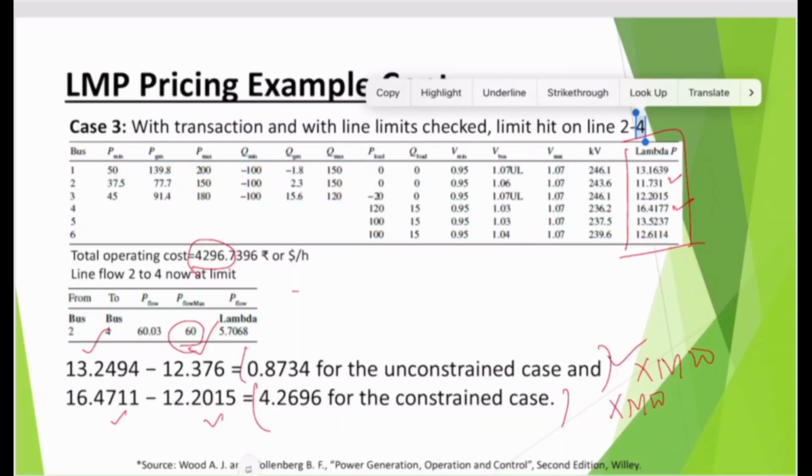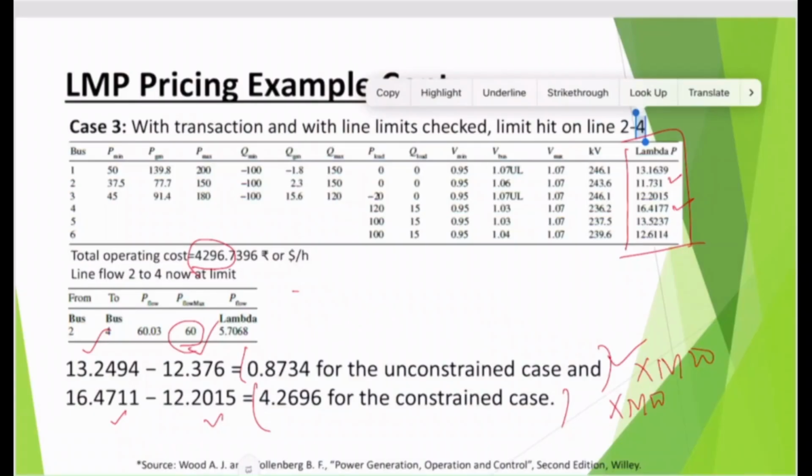Now the second point, which is very important: if there is no constraint, then the cost is as cheap as 0.8734, which is almost 1/5 of the total cost. So what we have learned from this discussion is that as and when the constraints are violated, the cost of transaction becomes higher and higher.